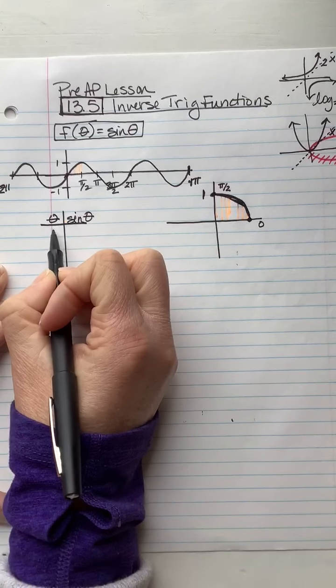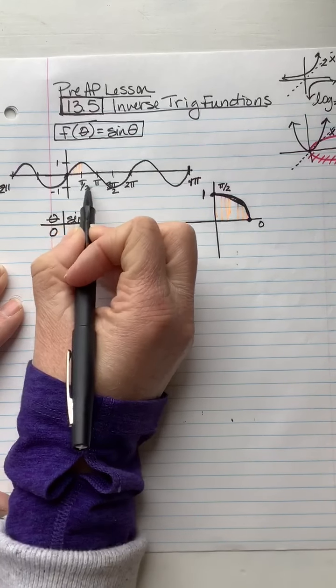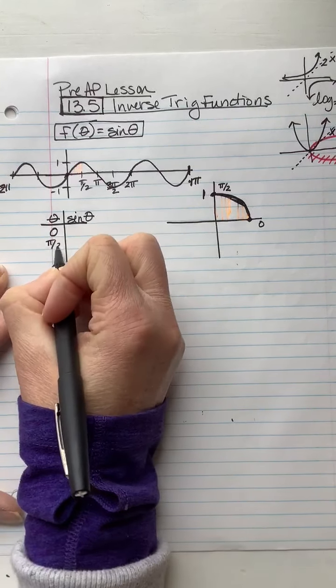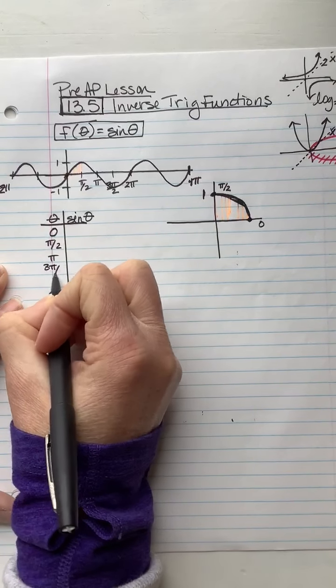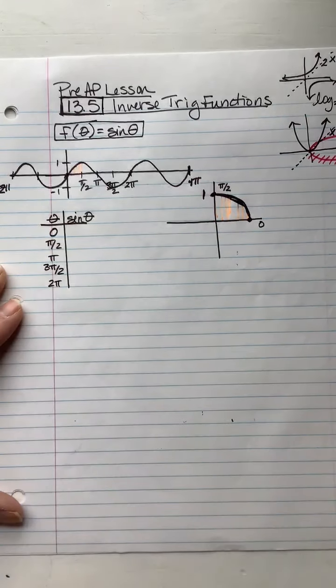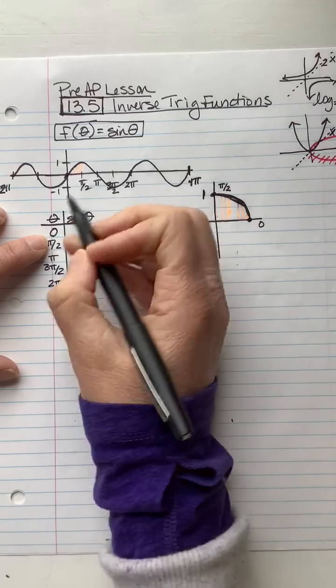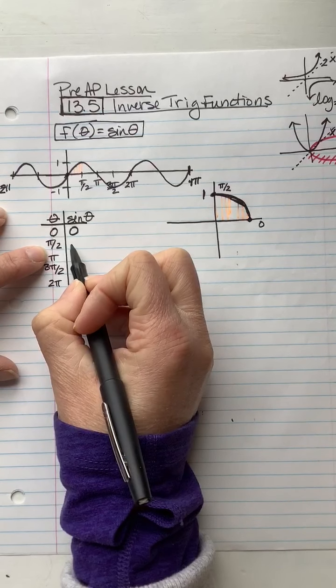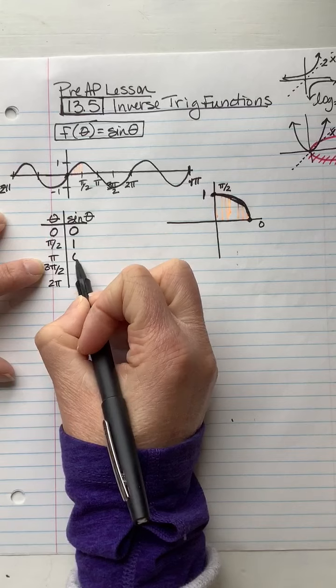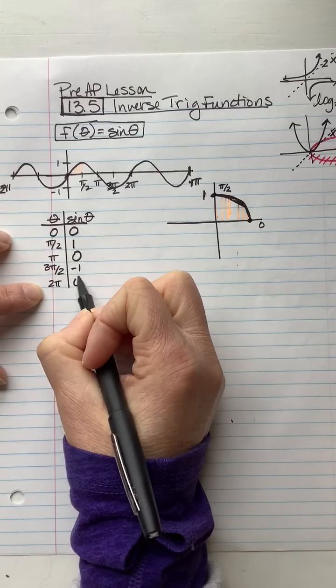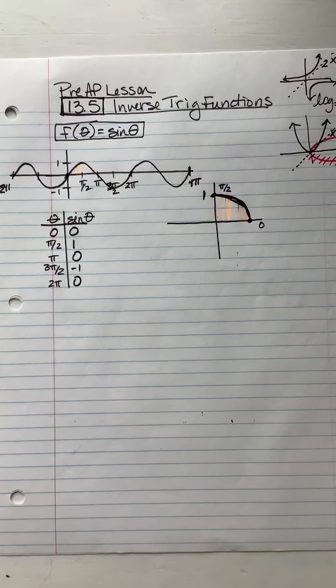If I just go through my unit circle, I'm just going to state my inputs: 0, pi over 2, pi, 3 pi over 2, 2 pi. Here are my parent points. At 0, sine of theta is 0. At pi over 2, I'm up at 1. Then I'm back down to 0, negative 1, back up to 0. So there's my parent table.